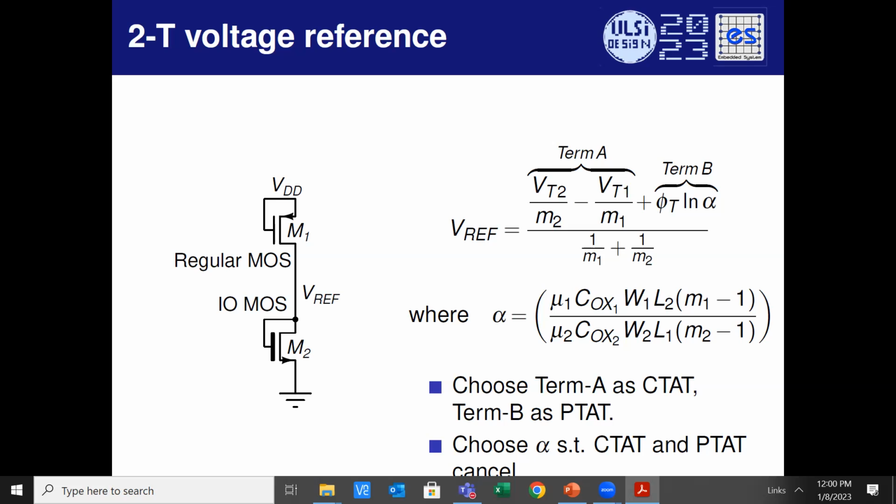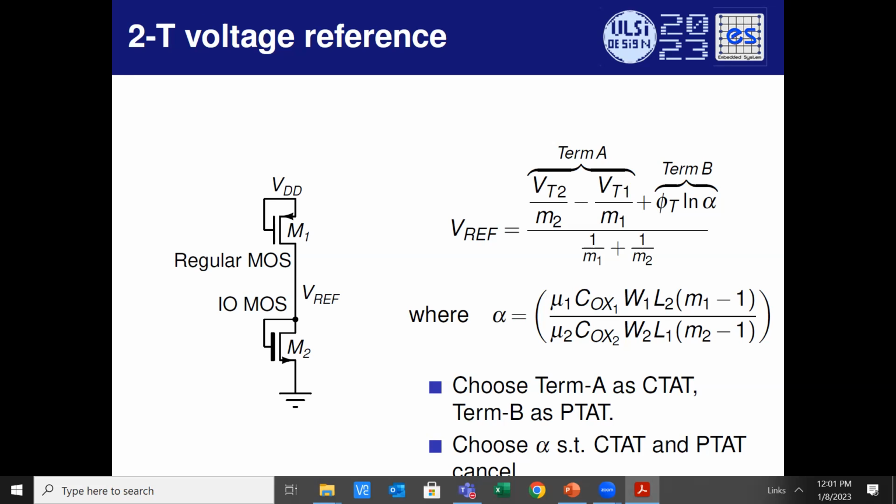Finally, you will arrive at a complicated expression like this. This is simply by doing ID1 is equal to ID2 and solving, right? This is what nature is going to do. It's going to try to solve for the operating point. Now, term B over here is a PTAT voltage. VT over here is KT by Q. This is simply KT by Q. This is a PTAT voltage, proportional to absolute temperature.